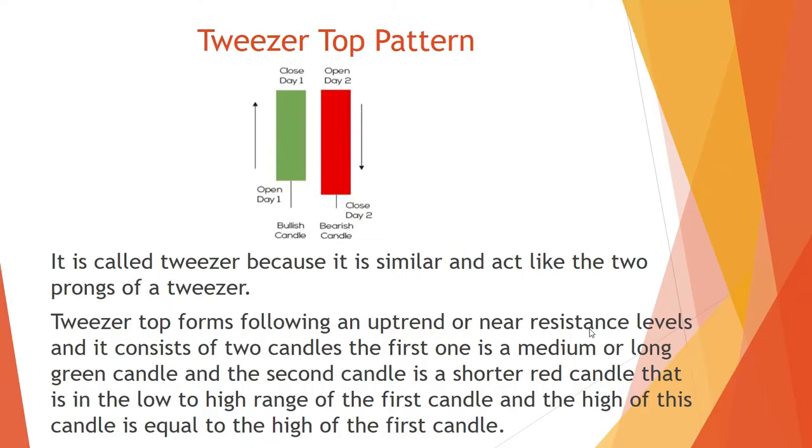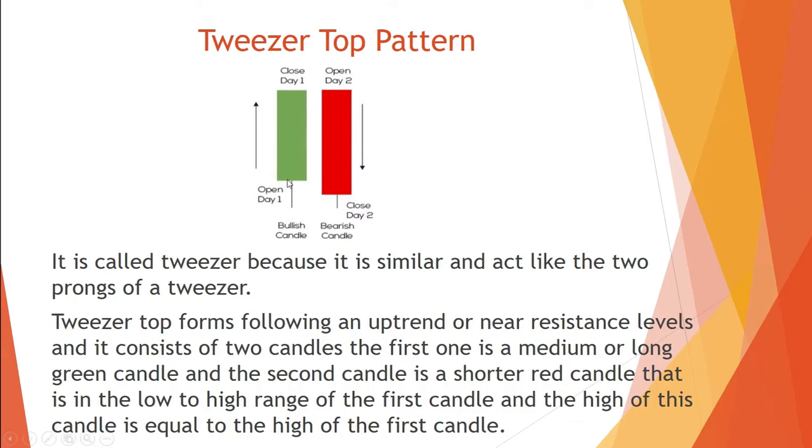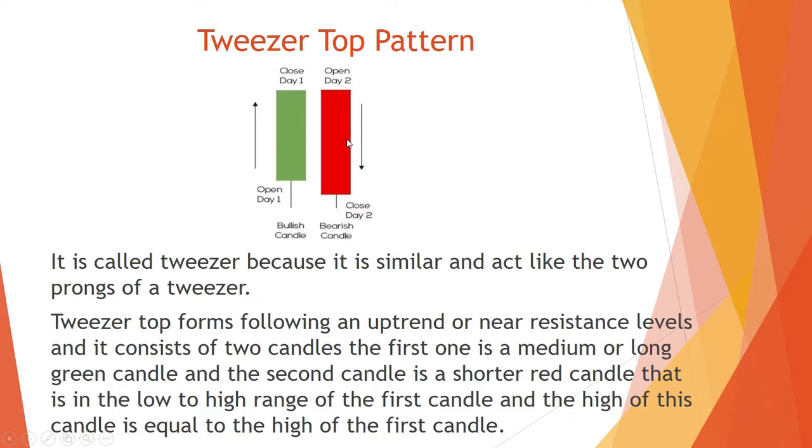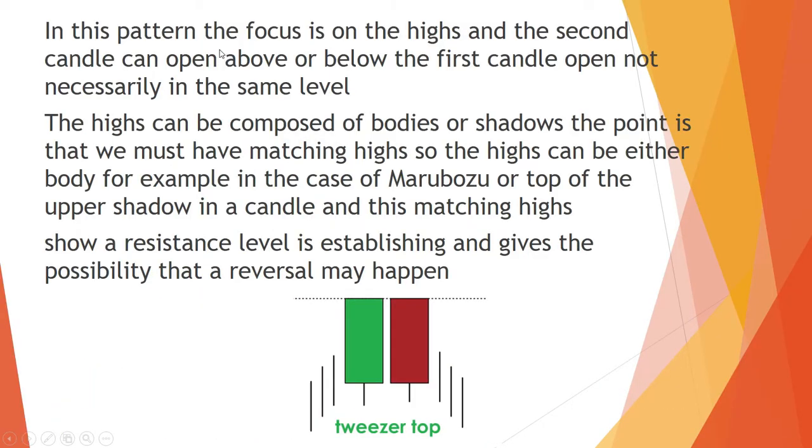It is called tweezer because it is similar and acts like the two prongs of a tweezer. The tweezer top forms following an uptrend or near resistance levels, and it consists of two candles. The first one is a medium or long green candle, and the second one is a shorter red candle that is in the low to high range of the first candle, and the high of this candle is equal to the high of the first candle. The high here is just the same, as you can see. In this pattern, the focus is on the highs, and the second candle can open above or below the first candle open, not necessarily at the same level.